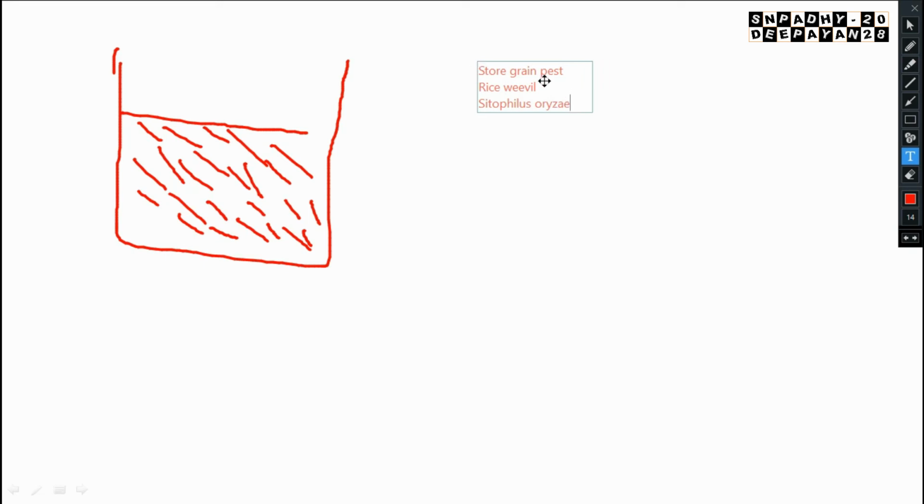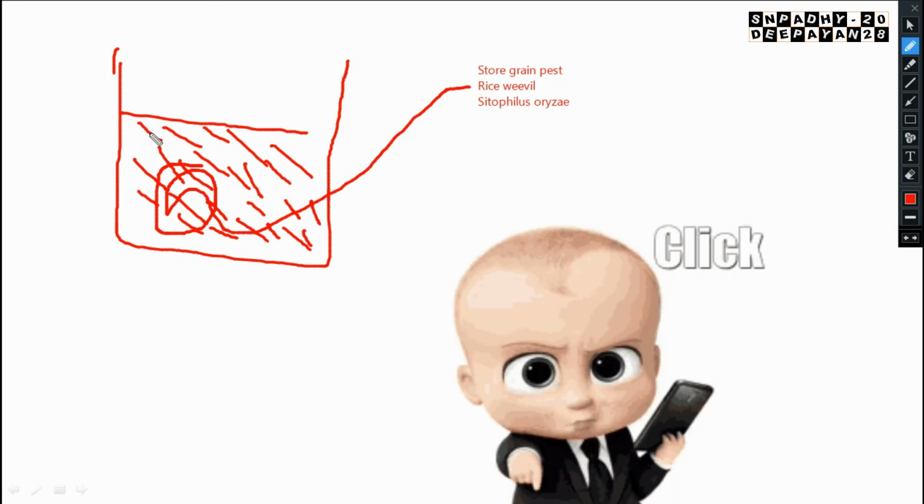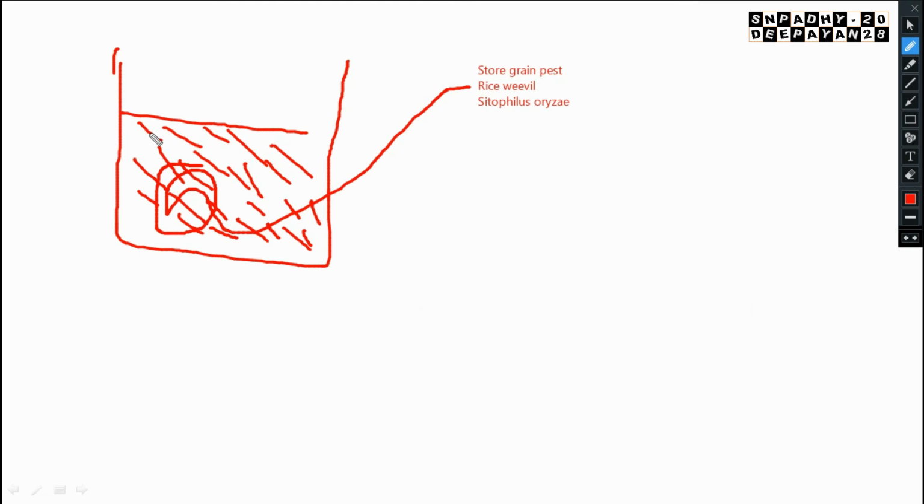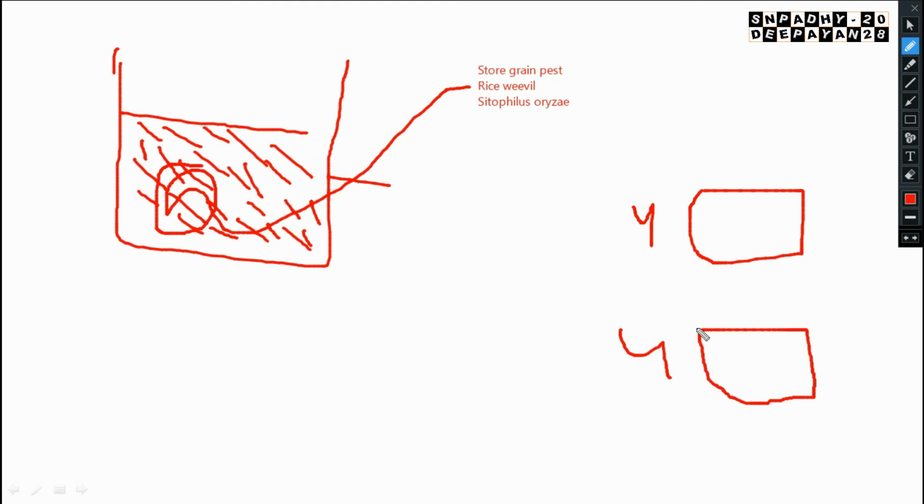This should be in italics, but here the option is not there. Anyway, here what will happen? This insect, rice weevil, will develop where the grain is there. The rice weevil will feed, develop, mature, mate, and reproduce. That means they will increase the population in the same space. Suppose this is a place of 4 square meters, and in this 4 square meters the population has increased due to growth and multiplication.